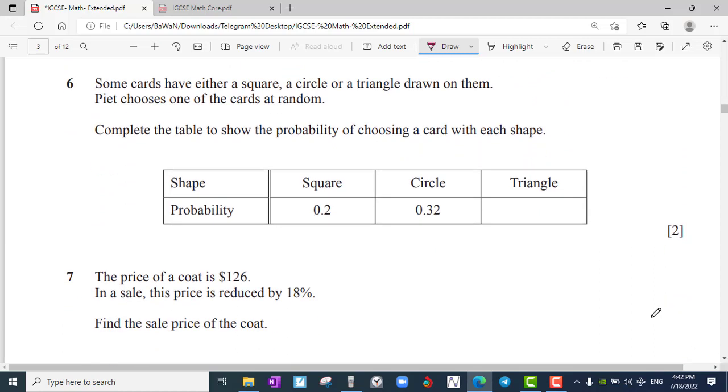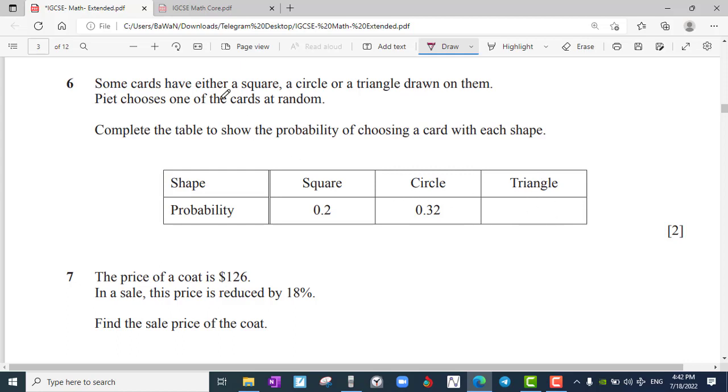Question 6. Some cards have either a square, a circle, or a triangle drawn on them. Page chooses one of the cards at random. Complete the table to show the probability of choosing a card with a shape. Square is 0.2, circle is 0.32, triangle is missing.